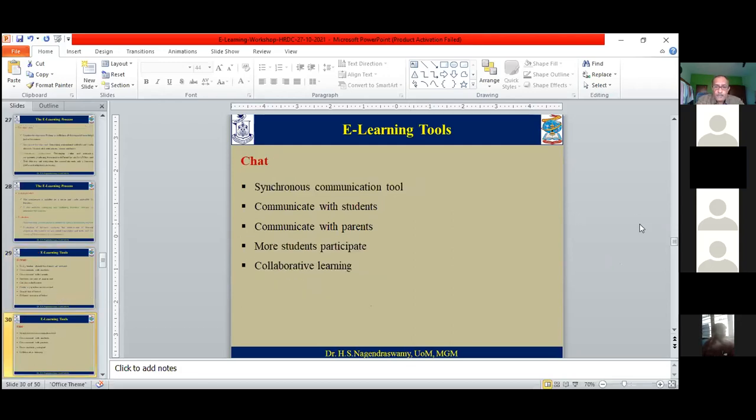Then the chat, I already mentioned, it could be a Facebook or it could be a Twitter. Even now we are quite familiar with even the WhatsApp as well. So we can use all these tools for the purpose of chatting, which is a synchronous communication tool, which we can use to communicate to students, parents, and most students participate with the chat, and it's a collaborative learning.